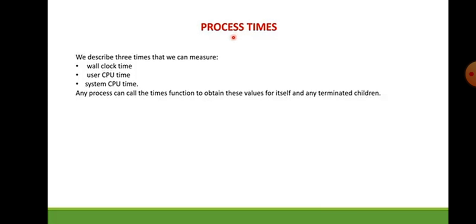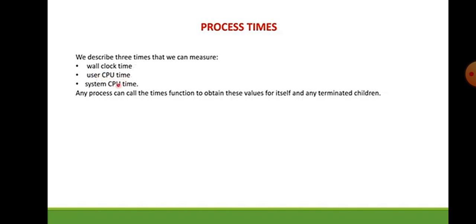The last topic, we will look at what exactly process times are. Okay, so basically we can describe three times that we can measure: wall clock time, user CPU time, and system CPU time. So what would be wall clock time? Wall clock time is nothing but the total time spent by the process in the system. That is nothing but the time difference between the time when the process finishes execution and the time at which the process was started.